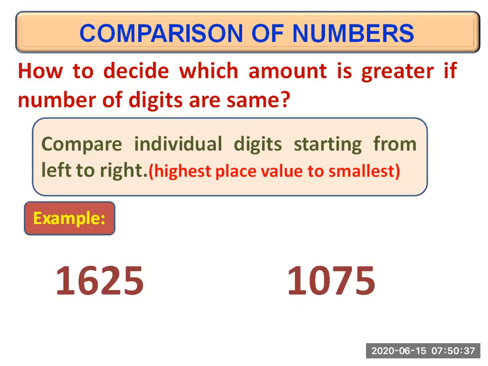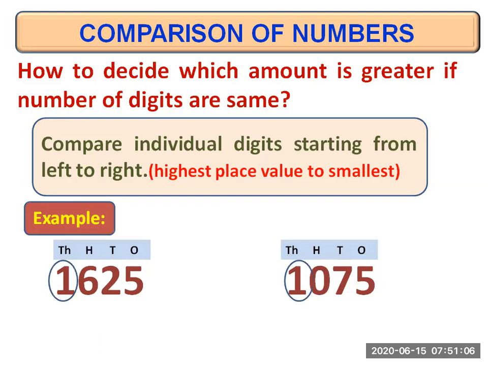We have two numbers in front of us, 1625 and 1075. As we can see, both are 4-digit numbers, right? Let's see what the place values are. The place values at the top show that the highest place value is 1000. So start comparing the individual digits at their place values. The highest place value here is thousands.